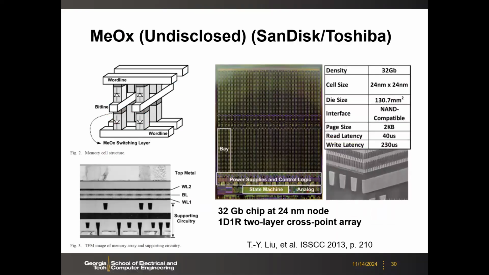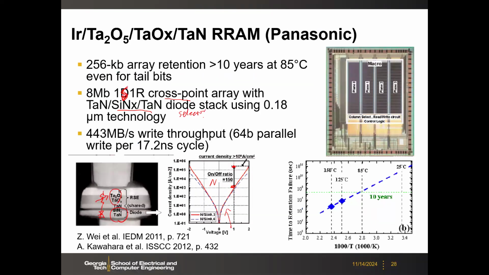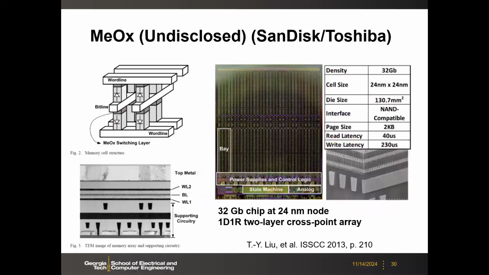And this is what we discussed before. This is even larger scale integration because previously those were at the megabit level. And this is a totally different scale, right? A 32 gigabit chip. Already talked about that in the previous lecture, so I will skip that. This is from SanDisk. Actually, this was jointly developed with Toshiba as well. I didn't mention Toshiba, but Toshiba also spent effort in this integration.